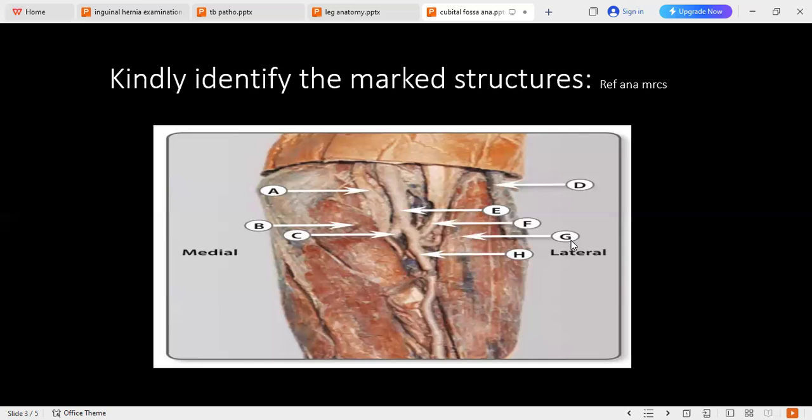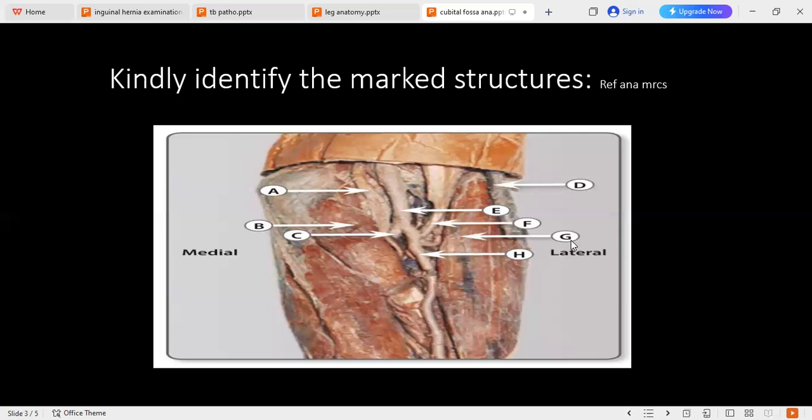Please tell me what are the humeral attachments of the common flexor and extensor tendons of the forearm? Flexor carpi ulnaris, flexor carpi radialis, flexor digitorum superficialis, flexor digitorum profundus. Okay, what is the annular ligament, please? The annular ligament is attached anteriorly and posteriorly to the radial notch of the ulna.